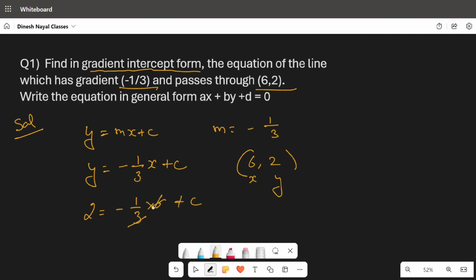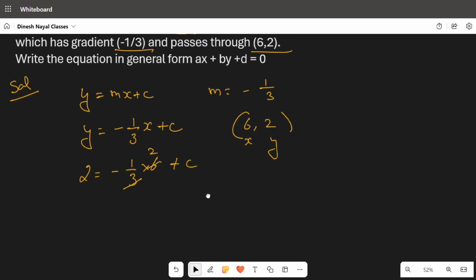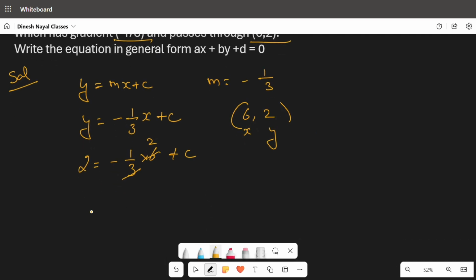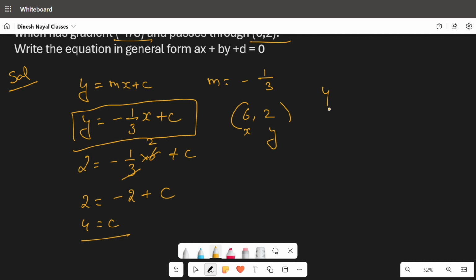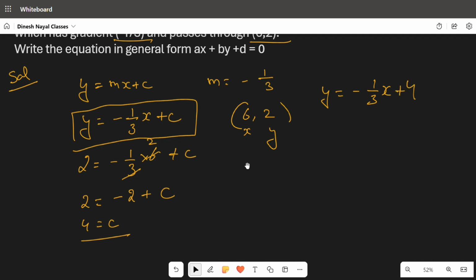This goes 2 times, so this is minus 2. So we will write 2 equals minus 2 plus c. And if you take 2 to the left hand side, that will become plus. So 4 equals c. So what's the value of c? 4. Substitute in this equation: y equals minus 1 by 3x plus 4. So that's the equation in the gradient intercept form.